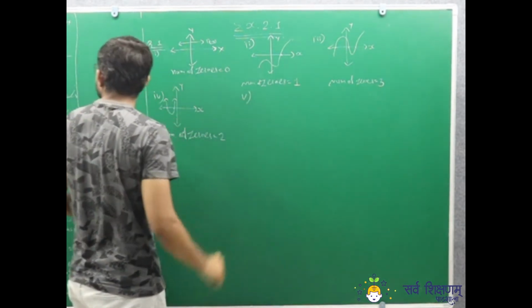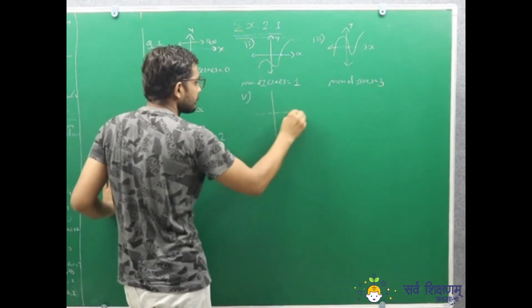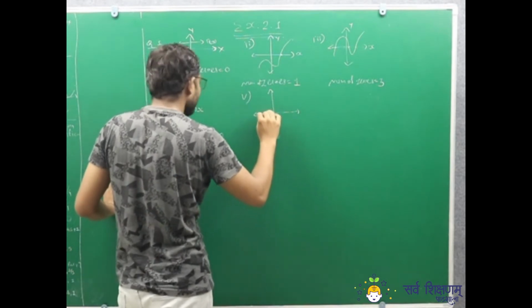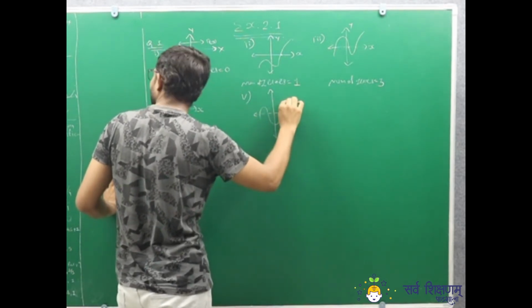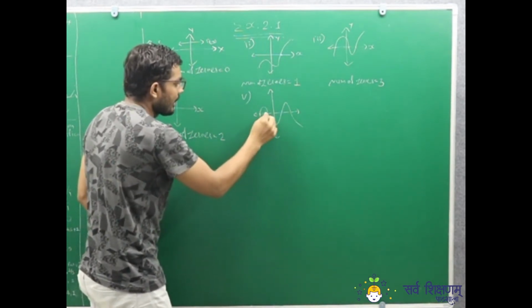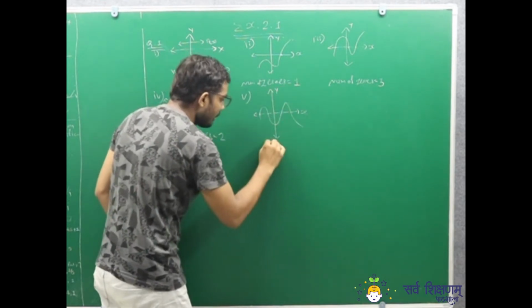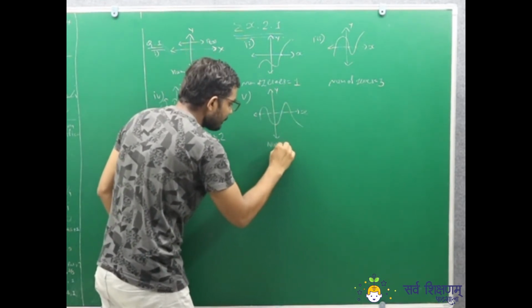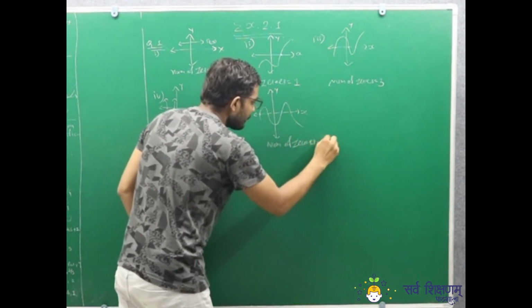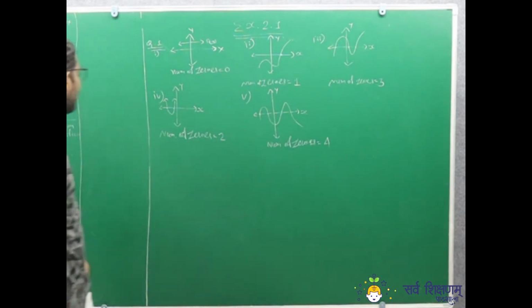Fifth, the graph touches the x-axis 1 time, 2 times, 3 times and 4 times. Therefore the number of zeros for this polynomial is 4.